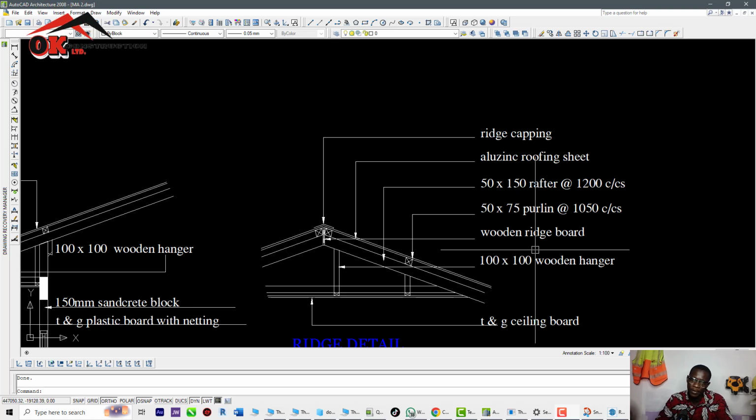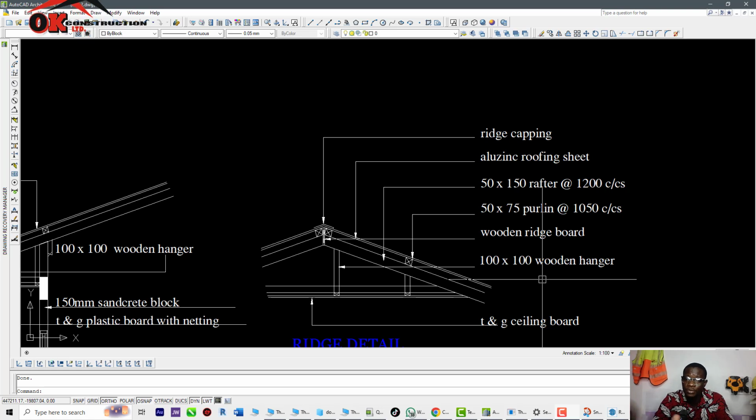And also the wooden ridge board. As in the previous video, most of the time what it really does is combine, joining the two rafters at the top.